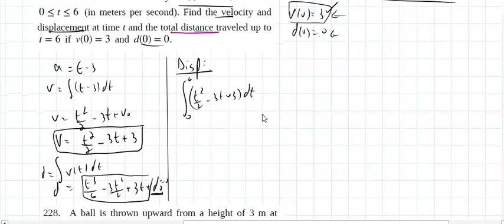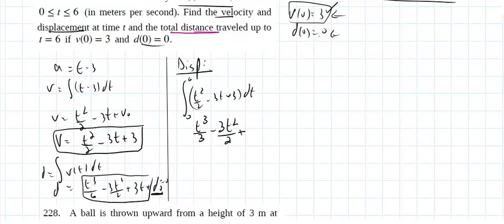In this case, we'll have the initial position being 0. And what is that? Well, we already figured that out. That's t cubed over 3 minus 3t squared over 2 plus 3t evaluated from 0 to 6. That's 6 cubed over 3 minus 3 halves 6 squared, 36, plus 18. If you plug in 0, in this case you get a 0. That's not always the case.